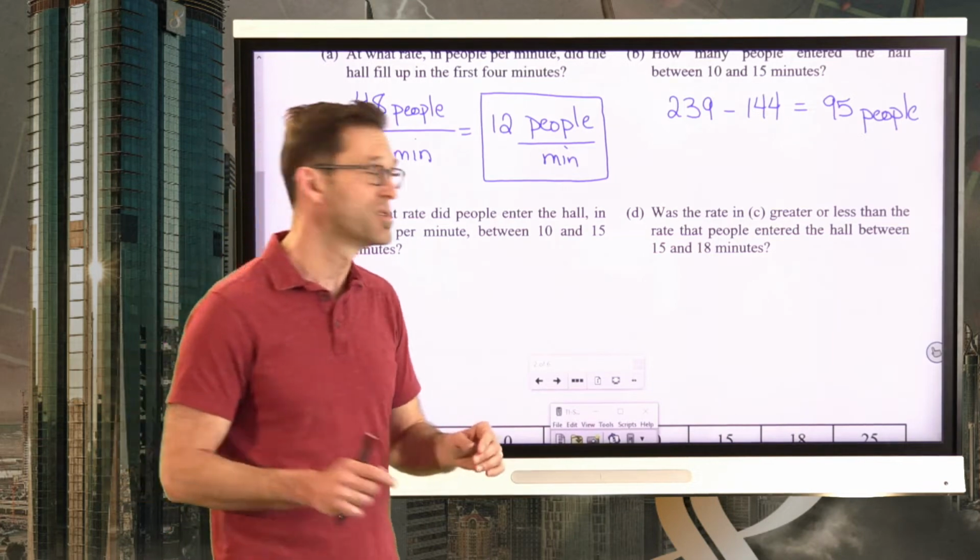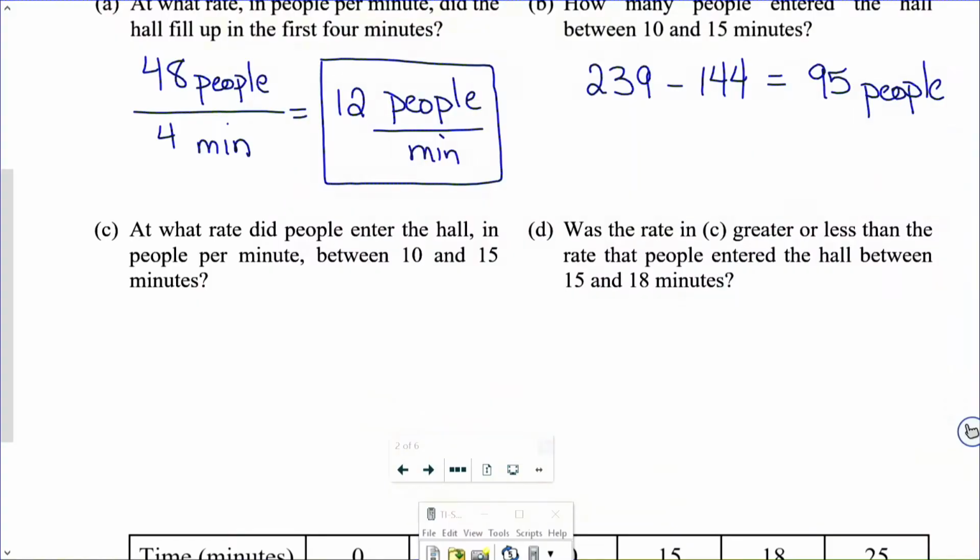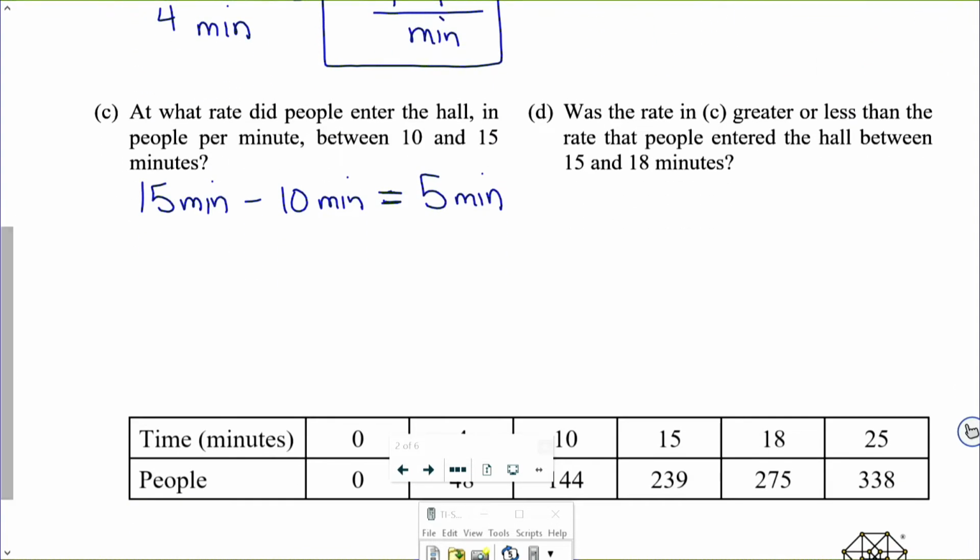Not that I have to do this, but just to be clear, I kind of want to know how much time elapsed, which we can obviously do in our head. But if I couldn't, I'd take my 15 minutes minus 10 minutes and get 5 minutes. That would be the amount of time that went by. I could then say, well, 95 people entered into the hall in those 5 minutes.